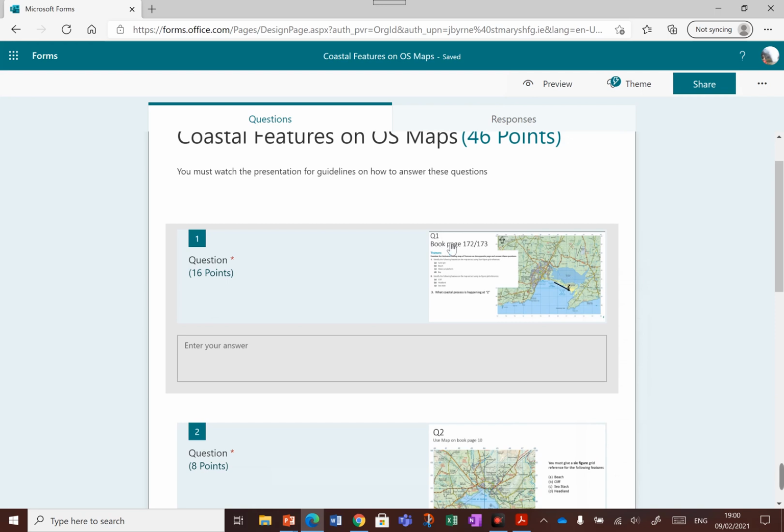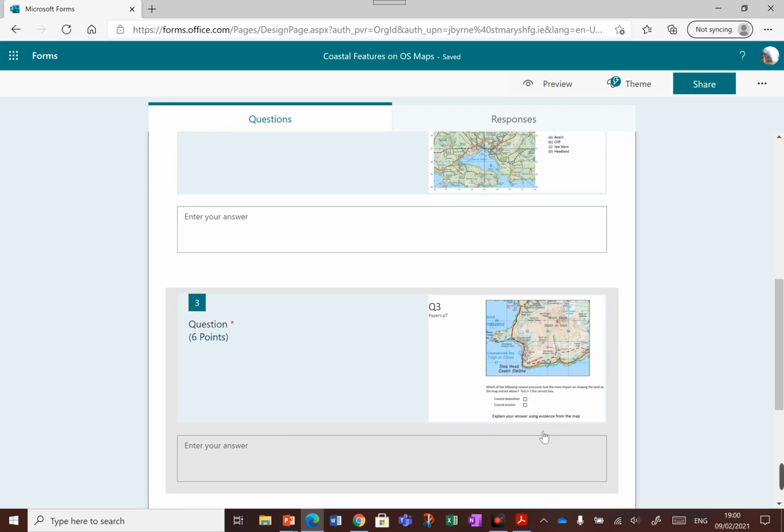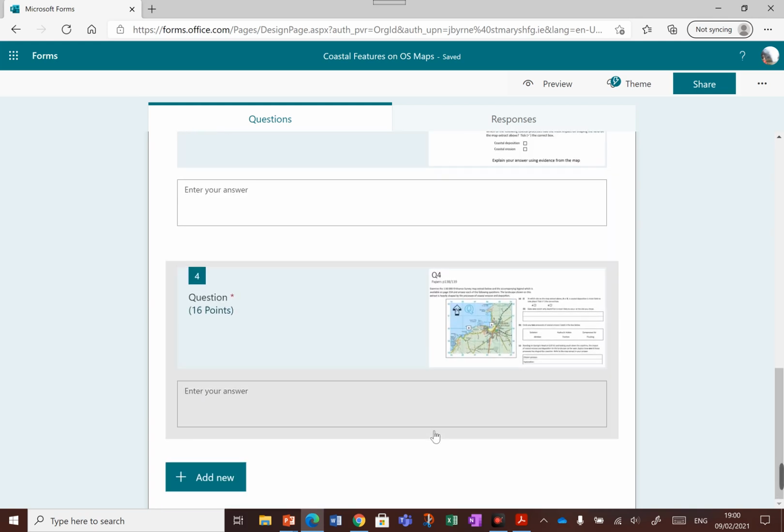Now, I will need you to clearly identify your answers. So when you're entering your answer here, I want you to use 1, 2, and 3, A, B, C, and D, etc. When you're answering here, it's A, B, C, D. When you're answering here, you're writing either coastal deposition or erosion, then explaining your answer. And for this one here, this is the most complicated one. It's A, 1 and 2, B and C. So please make sure that you put the correct numbers on your answers so I am able to grade them correctly.